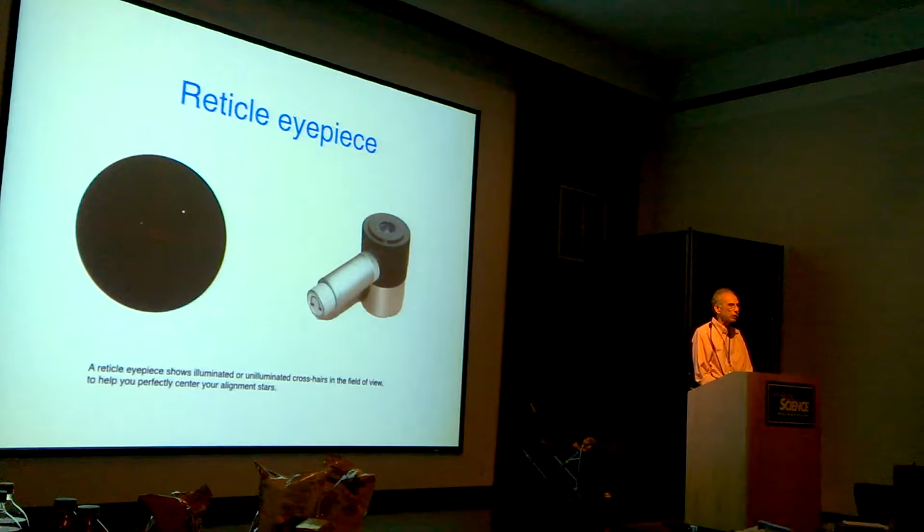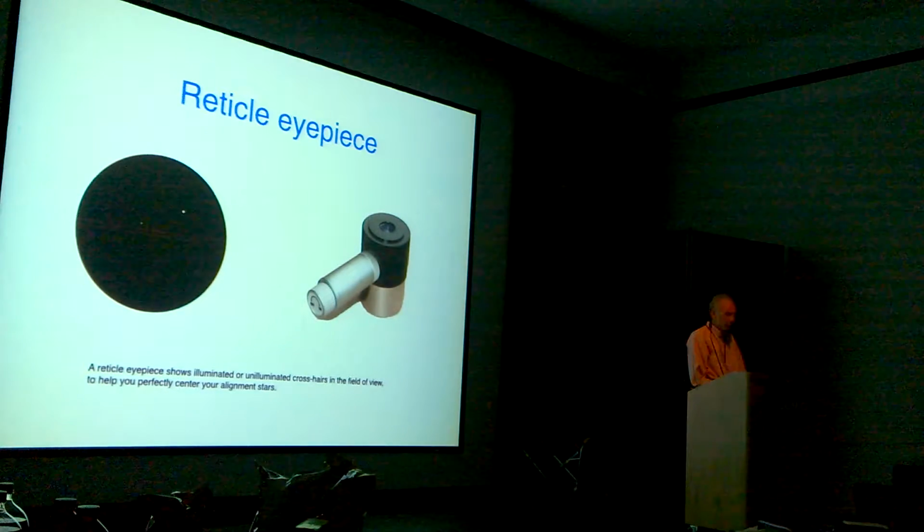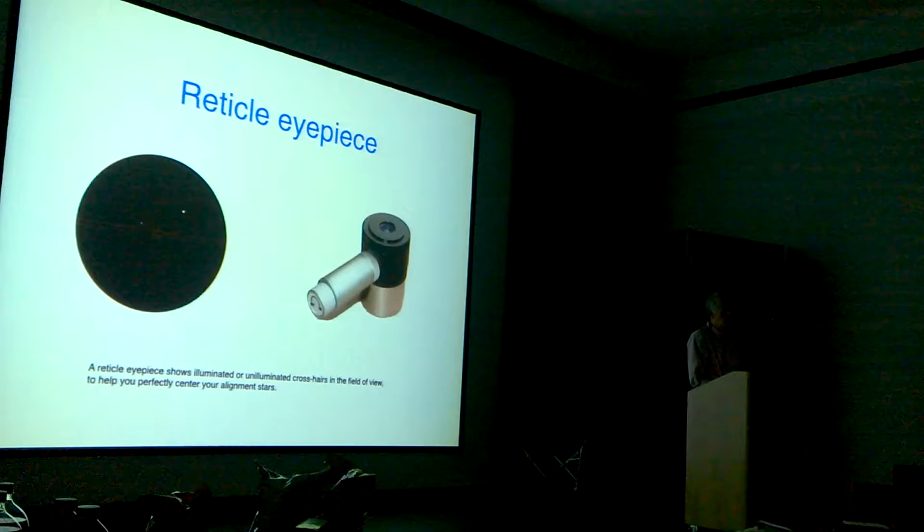A reticle eyepiece is one more specialty eyepiece I want to briefly mention. A reticle eyepiece has an illuminated or an unilluminated crosshair in the field of view to help you perfectly center your alignment stars. You know, when you're trying to line up the alignment stars in your go-to telescope before it goes to anything, you've got to get those alignment stars right in the center of the field of view, and that's hard to determine exactly where the center is. So a reticle in the eyepiece will help you do that.